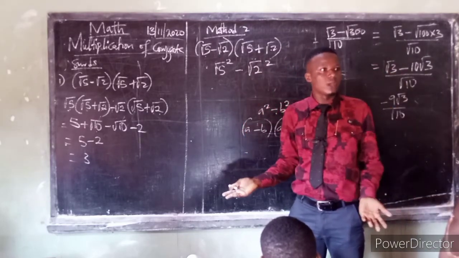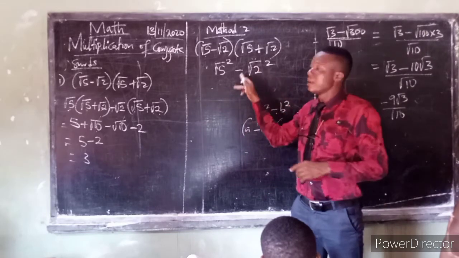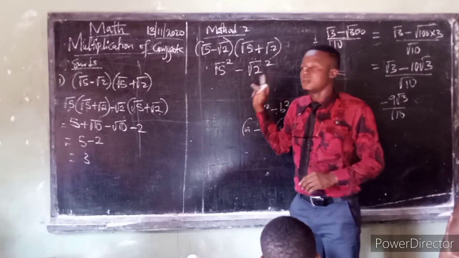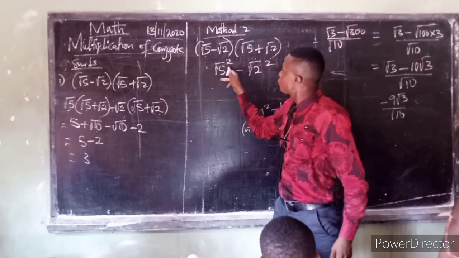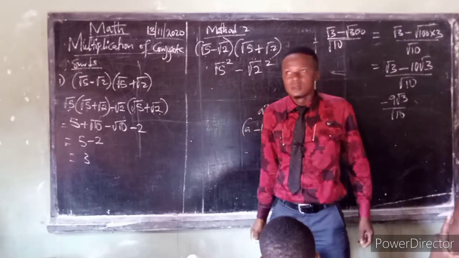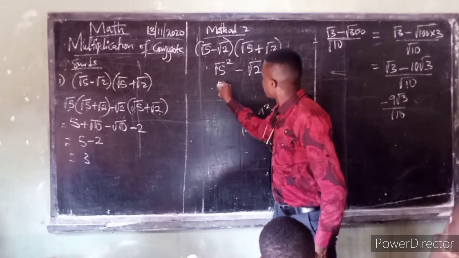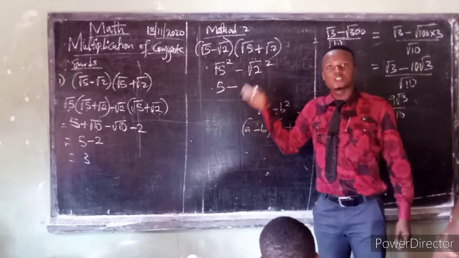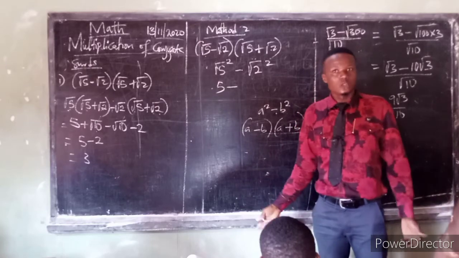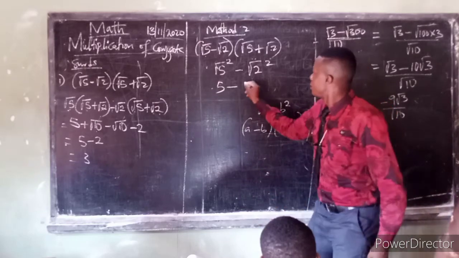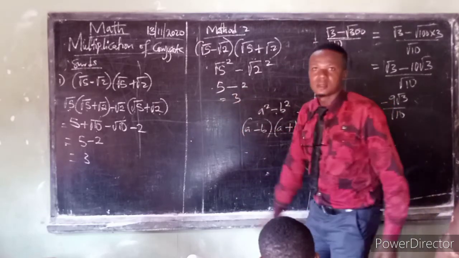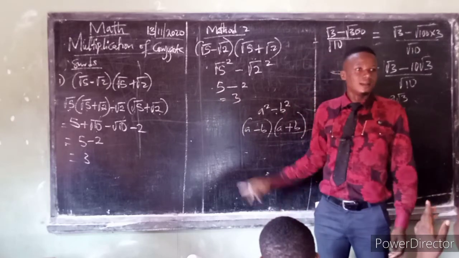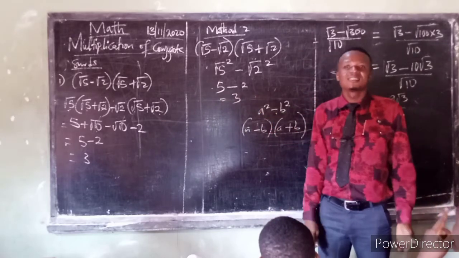Because it's a difference of 2 squares. Square both of them, then put a minus sign. Surd 5 squared means surd 5 times surd 5, which is just 5. Surd 2 squared is just surd 2 times surd 2, which is just 2. And 5 minus 2 is what? Which one is better? This one, right? Yes. Very fast. Very fast.